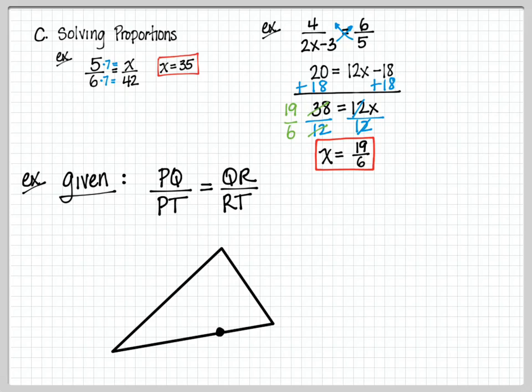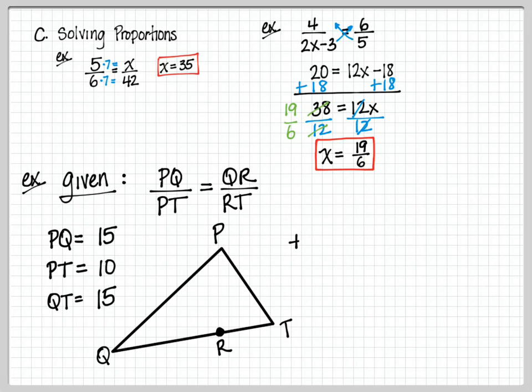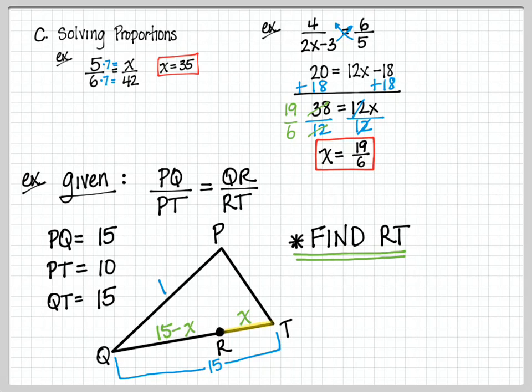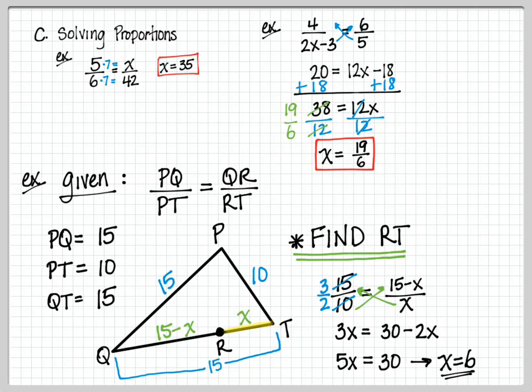Or for solving proportions, I could give you a situation like this triangle, the triangle PQT, and give you some measurements, and I'm asking you to find RT. Please note that I give you the length of QT is 15. So those two pieces, QR and RT, I don't know them. One of them is X and the other would be 15 minus X.